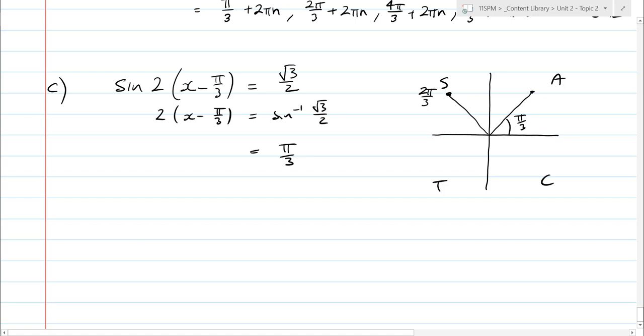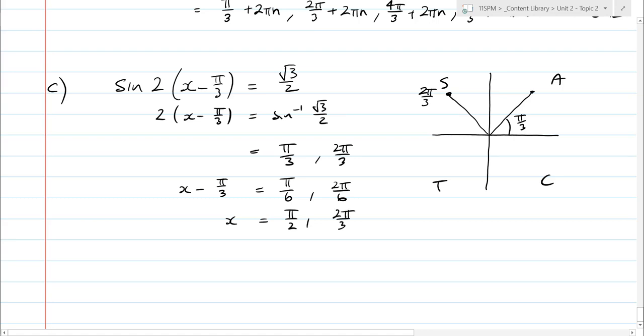So I get pi on 3 or 2 pi on 3, which means that x minus pi on 3 is equal to pi on 6 or 2 pi on 6, because I've divided 3 by 2. Now I add pi on 3, I get x is equal to pi on 6 plus pi on 3 is pi on 2. 2 pi on 6 is pi on 3. Pi on 3 plus pi on 3 is 2 pi on 3.